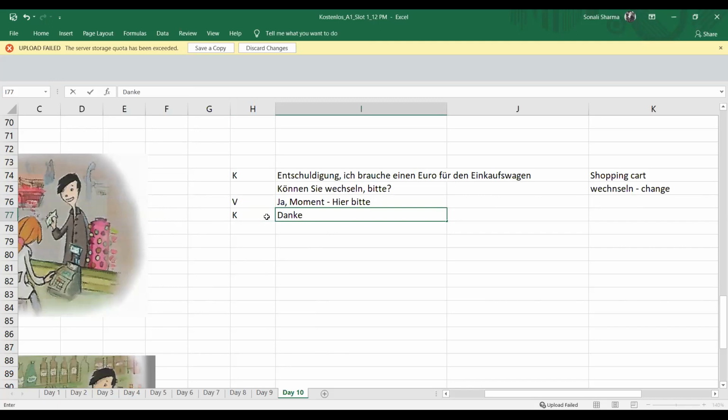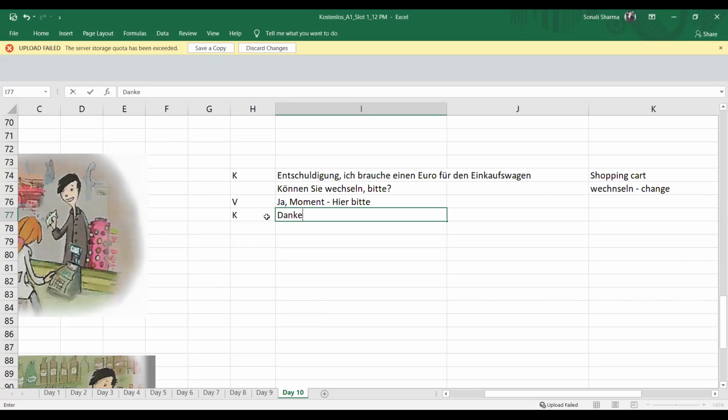Entschuldigung, ich brauche einen Euro für den Einkaufswagen. That means, excuse me, I need a euro for the shopping cart. Können Sie wechseln bitte? Can you please give me change? Ja, Moment, hier bitte. Danke. Yes, a moment, ein Moment, that means a minute. Here bitte, here please. Danke.